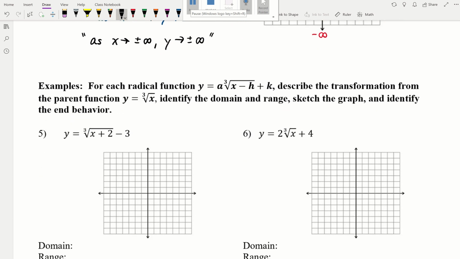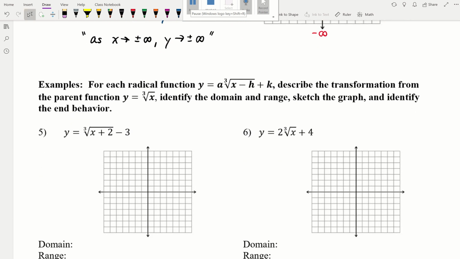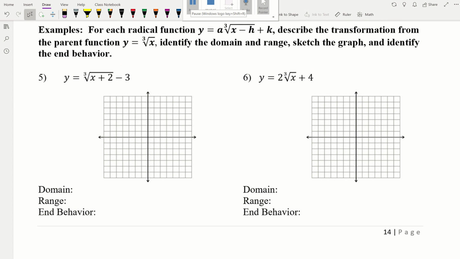All right, let's go ahead and take a look at what those transformations look like, and that should be able to get you going on the homework. So for each radical function, all right, h-k form is going to look like this. Notice the only difference is that index right there. That's telling us that it's going to have more of that S shape, which goes right and up, left and down, versus only going to the right when it's a square root. So here, all right, there's that cube root.